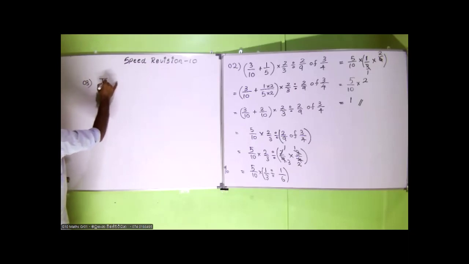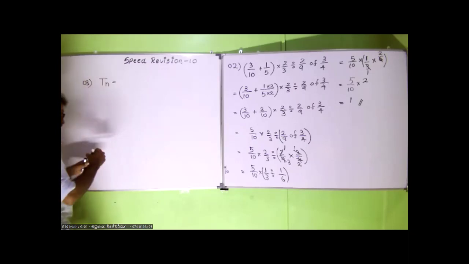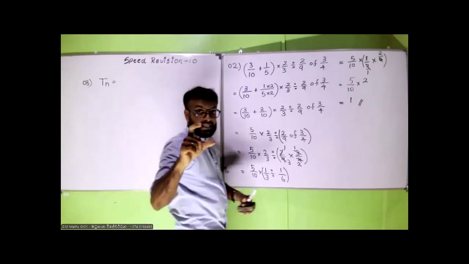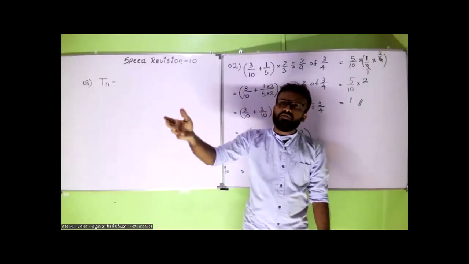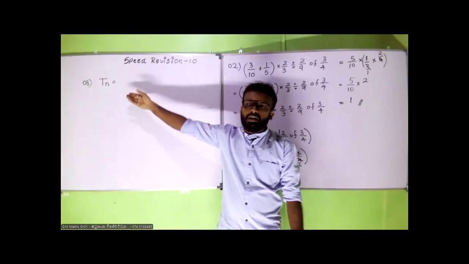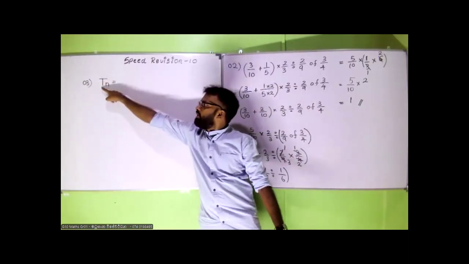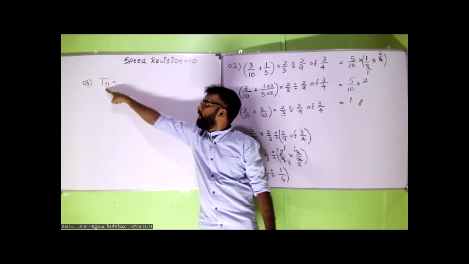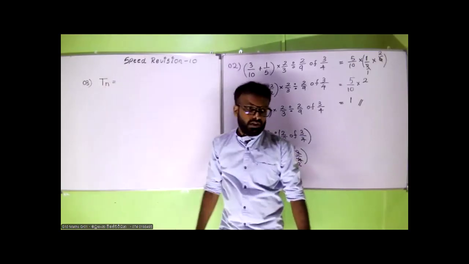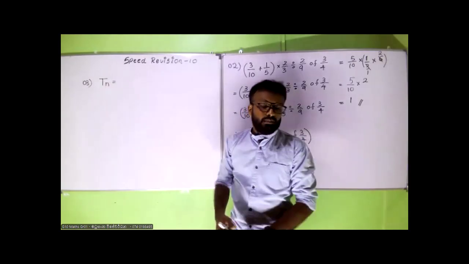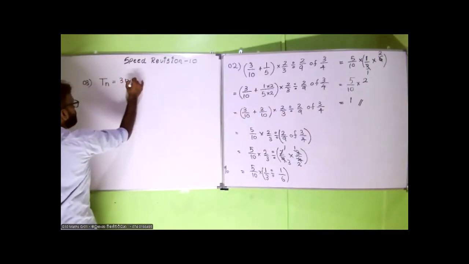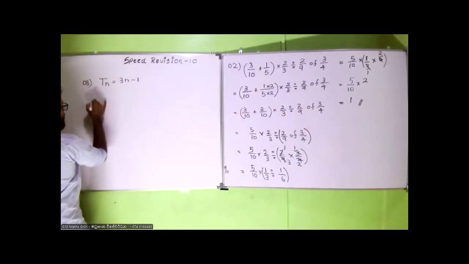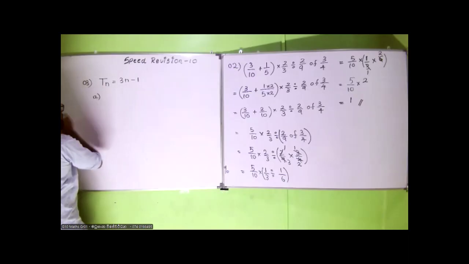The general term has been given, right? But I have given it as n term. So n term is, in other words, the general term or Tn. N term, term n, general term, Tn, whatever, right? The general term is 3n minus 1. 3n minus 1.